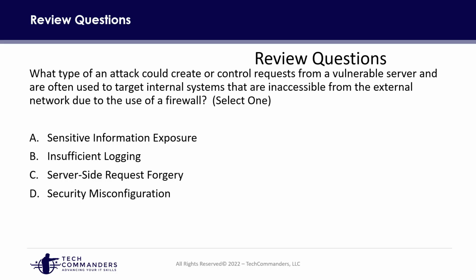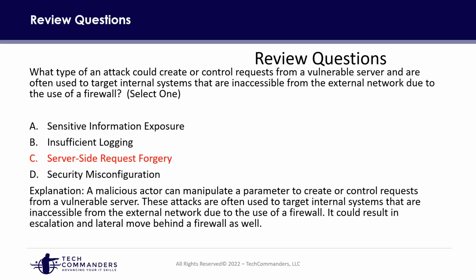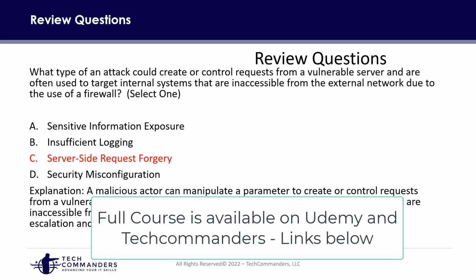Next question. Which type of an attack could create or control requests from a vulnerable server and be used to target internal systems that are inaccessible from the external network due to the use of a firewall? All right, so this case here would really be focused on C. So a server-side request forgery, an SSRF type of vulnerability, would be where an actor manipulates parameters to create what is really a request from a vulnerable server.